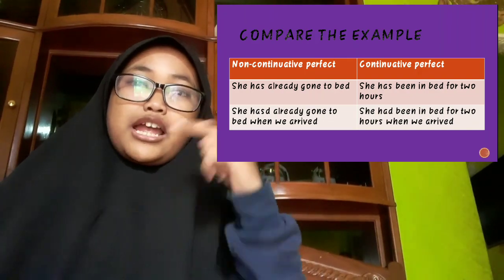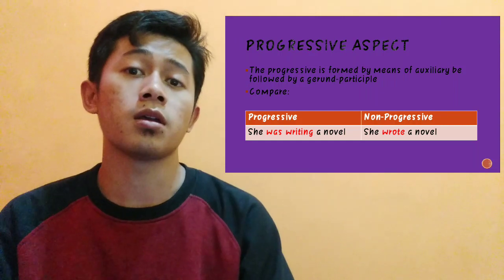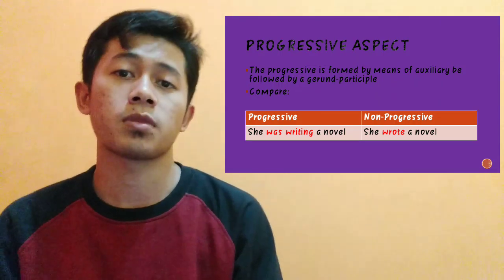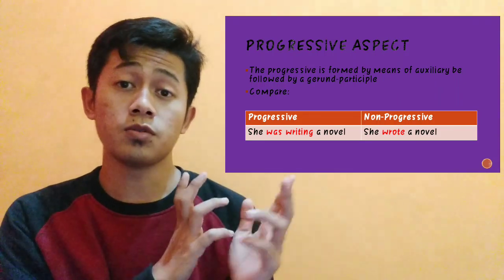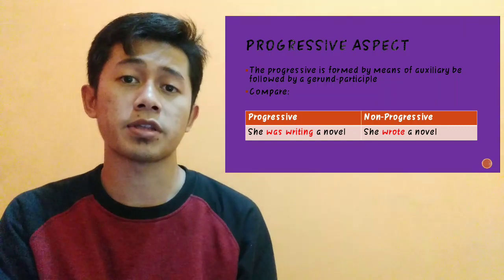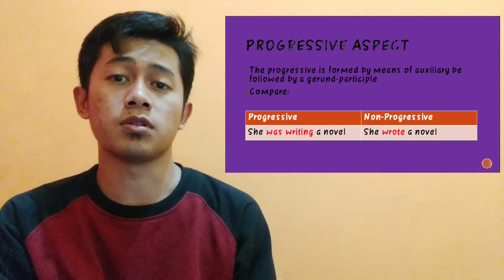Okay, now let's move on to the second one, which is the progressive aspect, which will be explained by my other friend. So we now move to the progressive aspect. The progressive is formed by the auxiliary be followed by a gerund participle. For example, "she was writing a novel," and in non-progressive, "she wrote a novel."